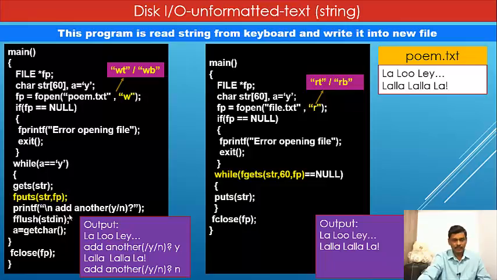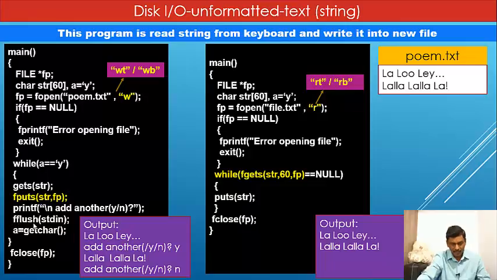Then it displays one message, add another y/n. Then a equal to getchar. This is also a console input function, to get a character. If we press y, that y is assigned to a. If we press n, that n is assigned to a. It displays add another record, and the cursor waits to get one character.